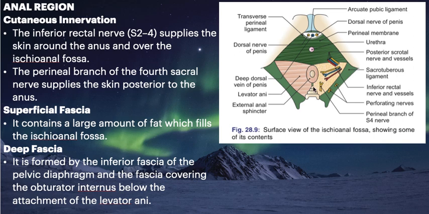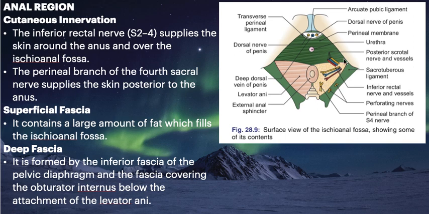Okay, so in the median structure we have the anal opening that is guarded by the external anal sphincter. On either side, we have the ischioanal fossa. Also, along with the inferior rectal nerve, we have the perineal branch of S4, or the fourth sacral nerve, supplying the skin posterior to the anus.